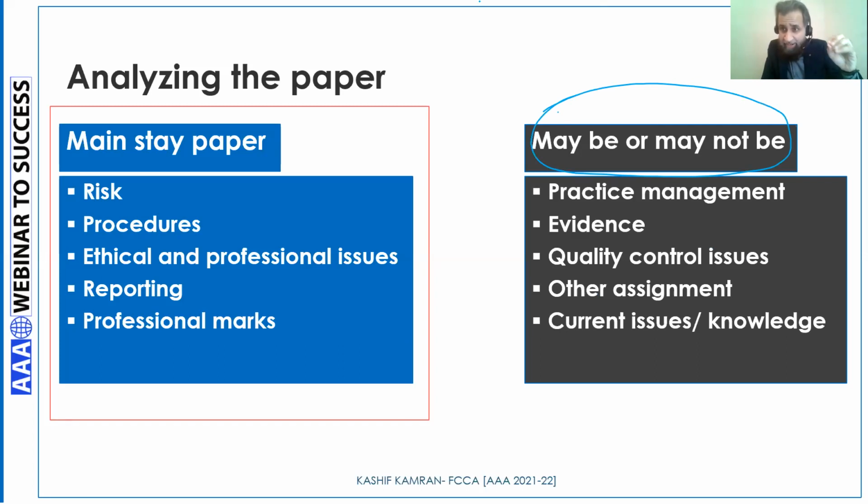Practice management means matters to consider when accepting a new audit client, or matters to consider when accepting an engagement from an existing client. I've covered them in previous webinars. Evidence, not procedures, evidence, quality control issues, other assignments, the one we've covered today, and current issues. They may or may not be. Money laundering may or may not be.